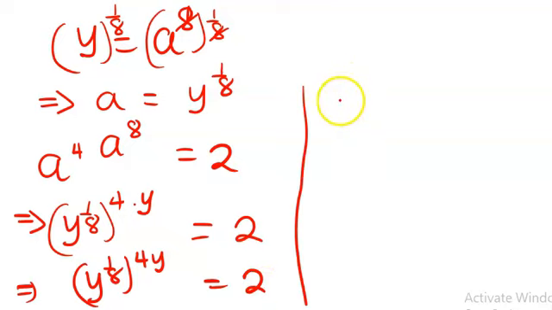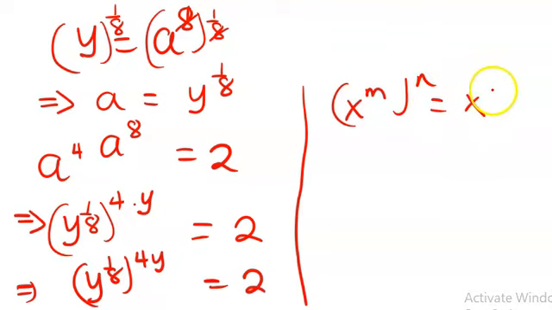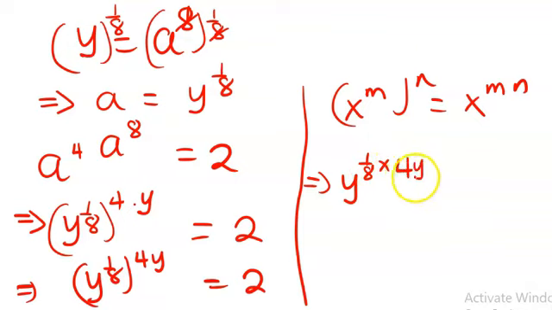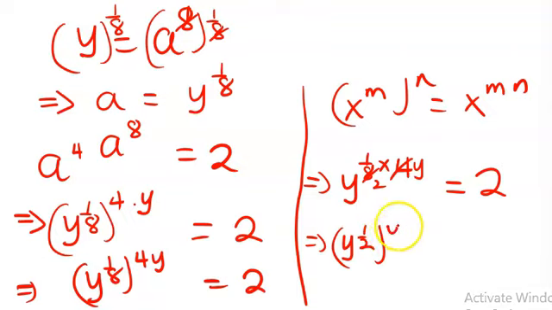Now from indices, x raised to the power m, all raised to the power n, is the same as x raised to the power, you multiply the exponents. So we are going to have y raised to the power 1 over 8 times 4y, which is equal to 2. So 4 will go into 8 two times. We are going to have y raised to the power 1 on 2, all raised to the power y, which is equal to 2.